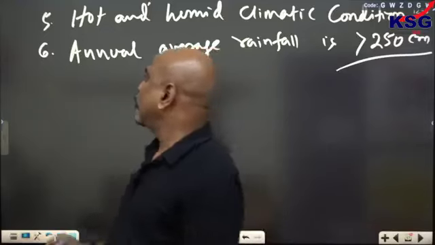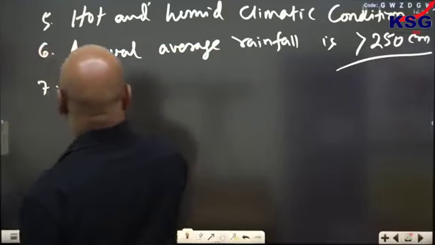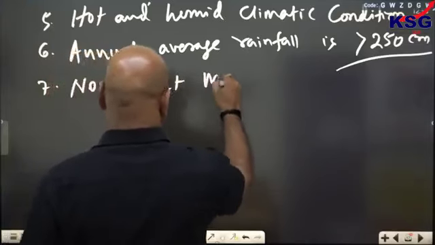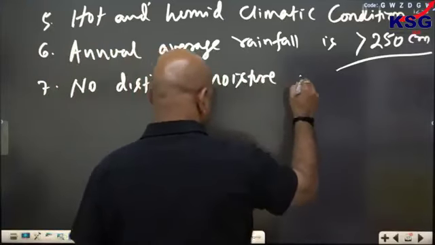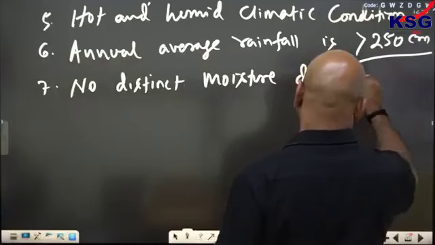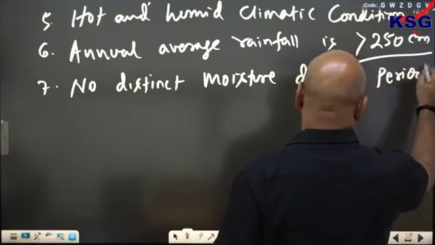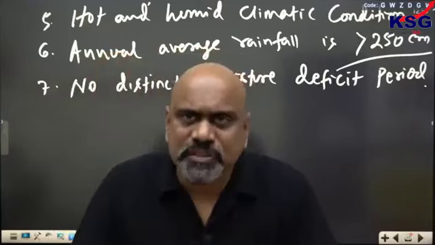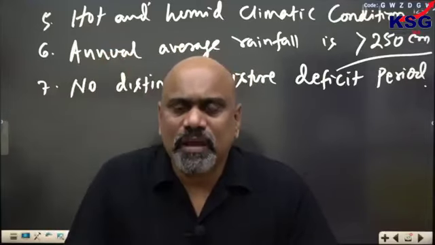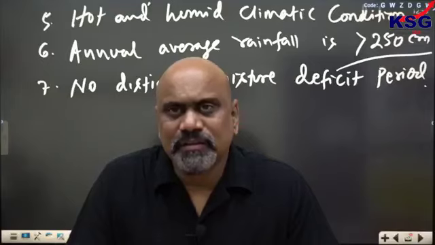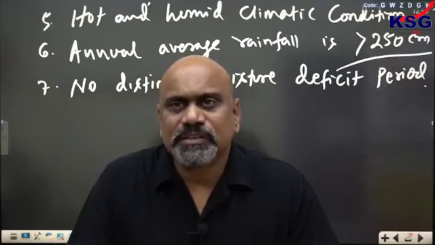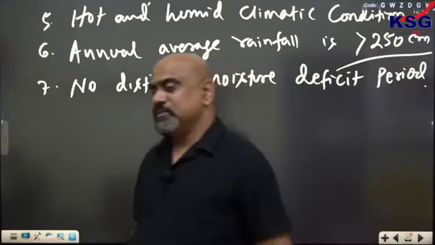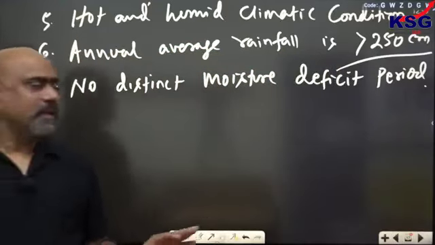There is no distinct moisture deficit period. I mean sufficient moisture is available throughout the year. साल भर sufficient moisture बनेंगे. Throughout the year we have sufficient moisture, I said. We will have here sufficient moisture throughout the year. साल भर जो है ना moisture यहीं पे available है.